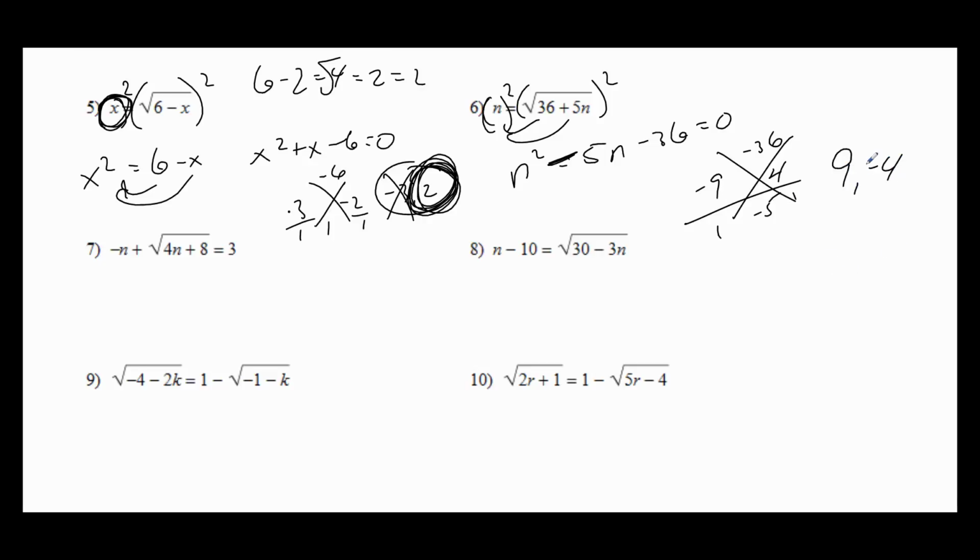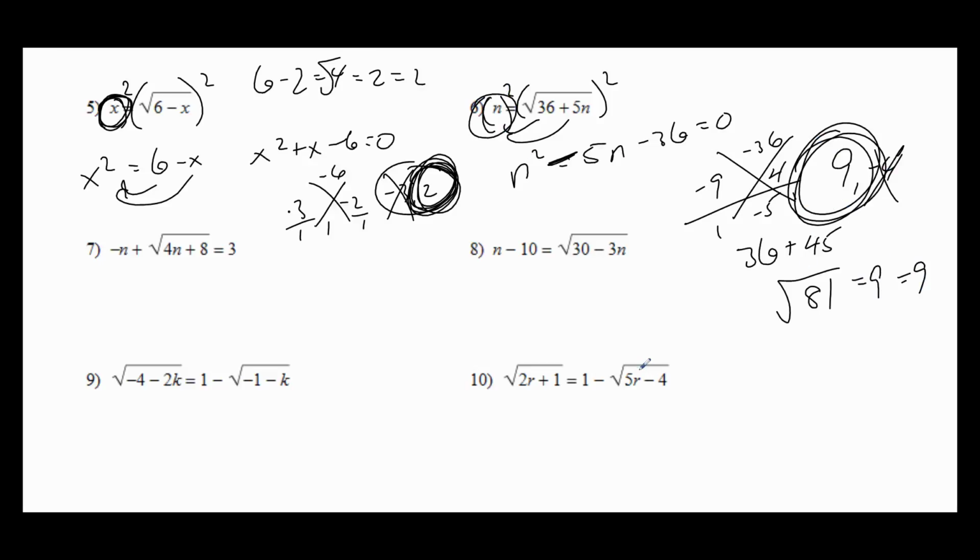What do I know? I know that the -4 is not going to work because, again, it has a negative over here, so it can't equal a negative. So let's try the 9 now. 36 plus 5 times 9 is 45, right? Add those together, it's 81. Square root the 81, that's 9, and that equals the 9 over there, so we're good to go. 9 is the only answer that we have.